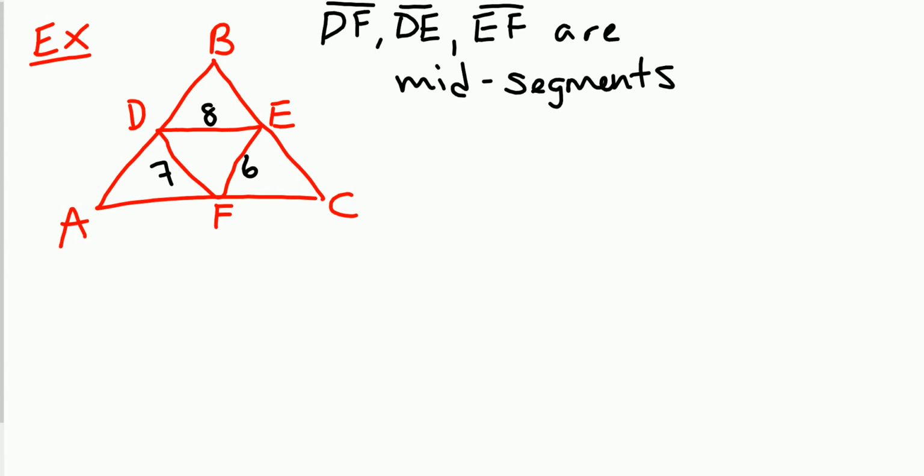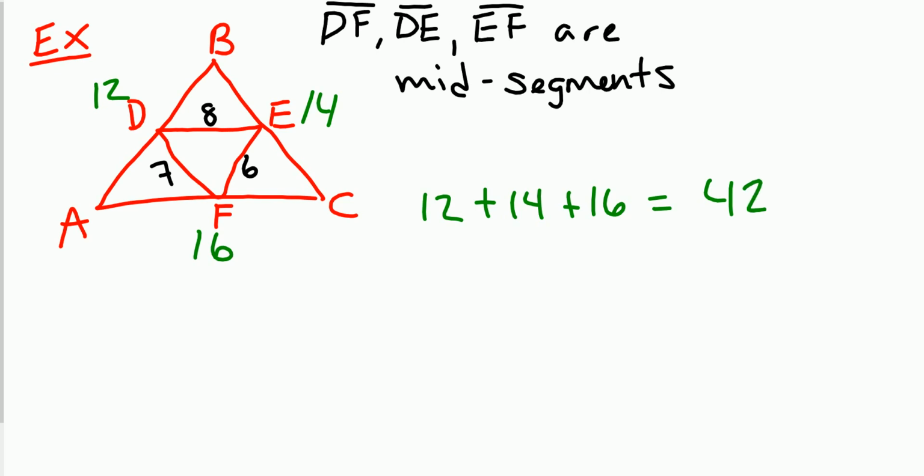So if that's true, all we have to do is double each one of these mid-segments to get the length of the sides of our bigger triangle. So 8 times 2 is 16, 7 times 2 is 14, 6 times 2 is 12, and then of course perimeter is adding each of the sides together. So 12 plus 14 plus 16, which gives me a perimeter of 42.